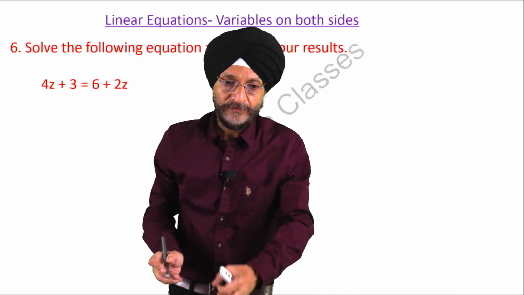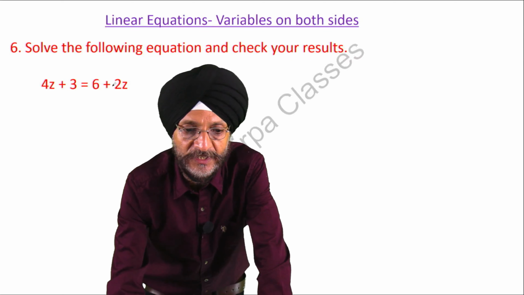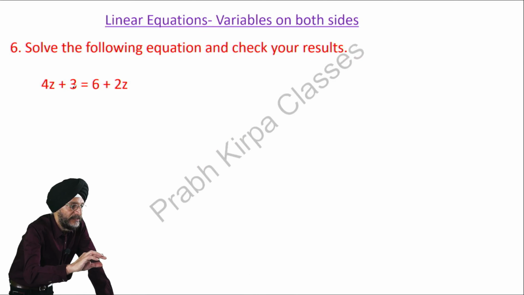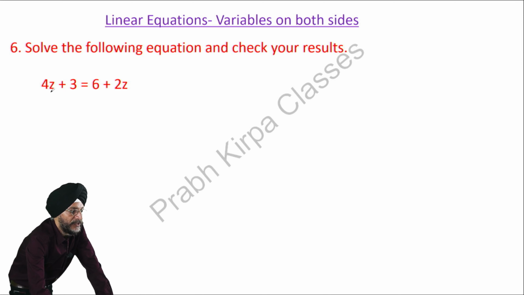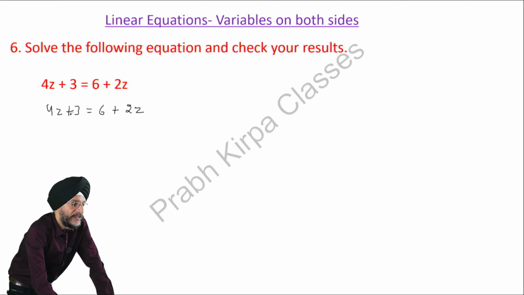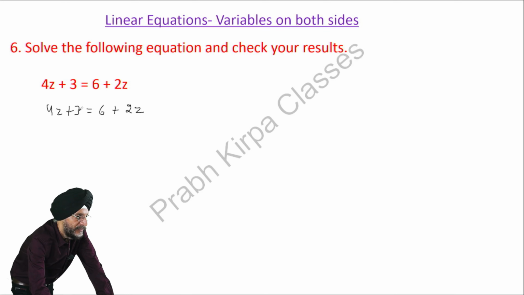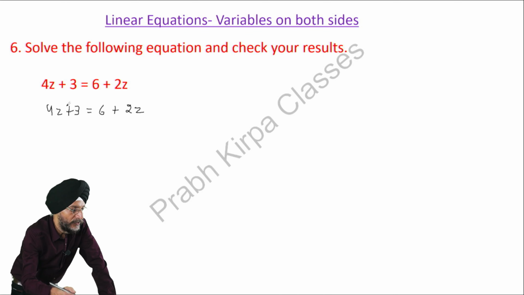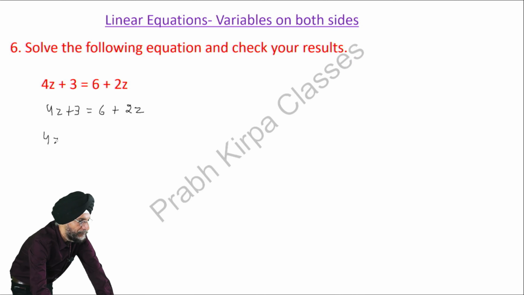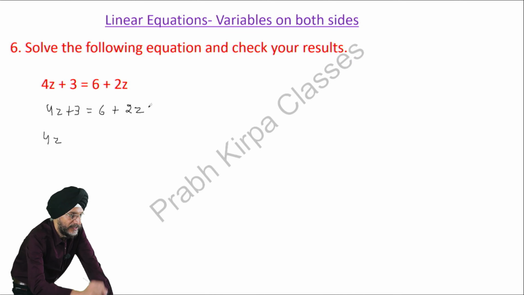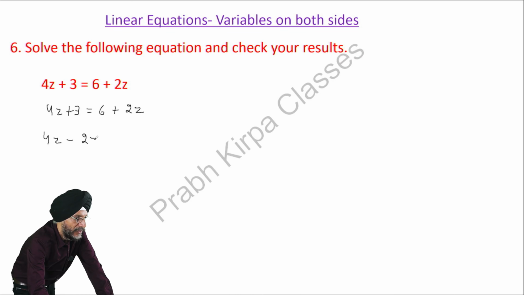So now you will find in this question that in place of x, z has been used. So we will write the same first as it is. So we will take the variable terms on left hand side and the numbers which are without variable on right hand side. So 4z, we will take 2z to the other side because it is positive and it becomes negative when it goes to the other side.